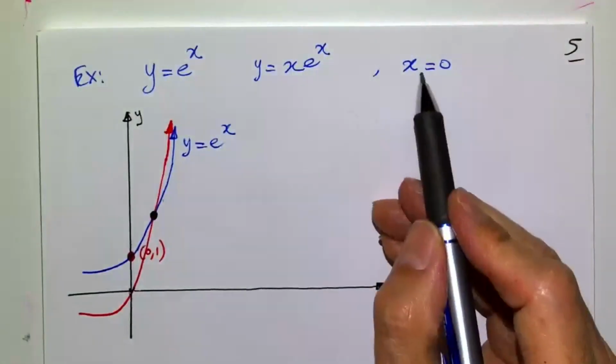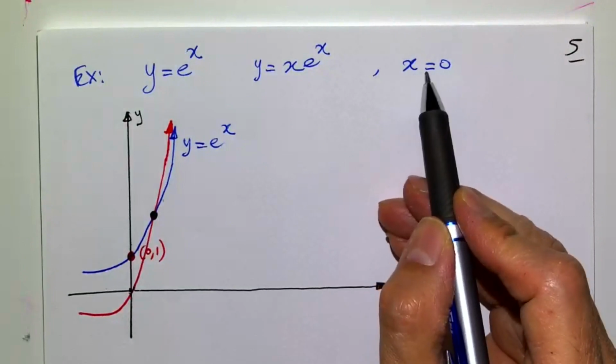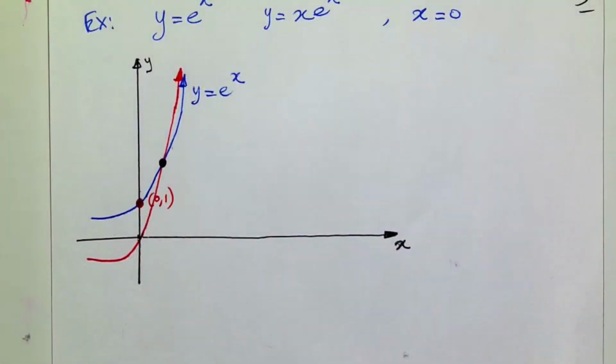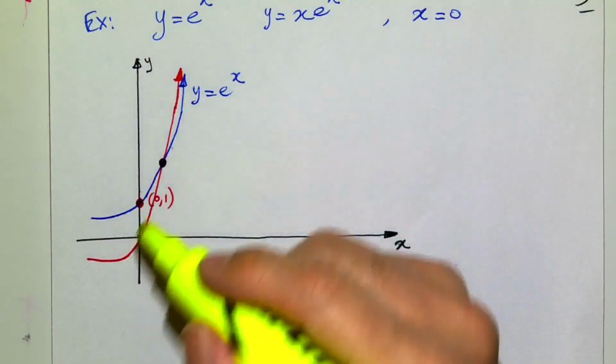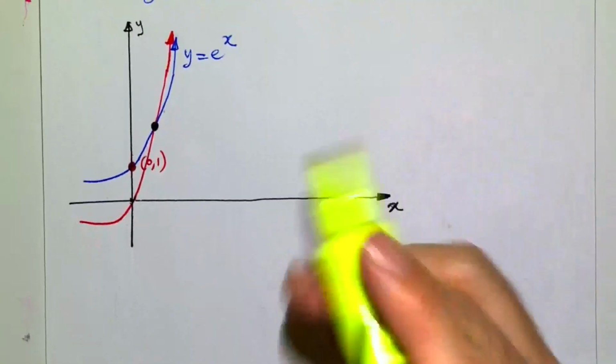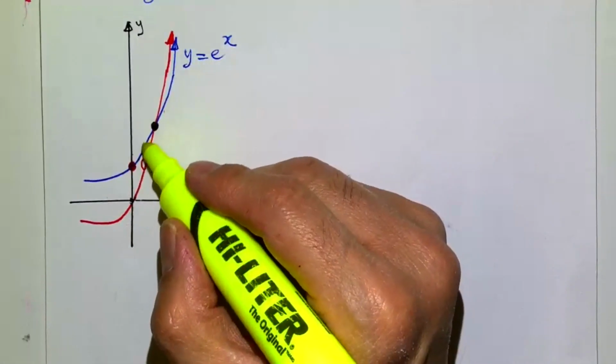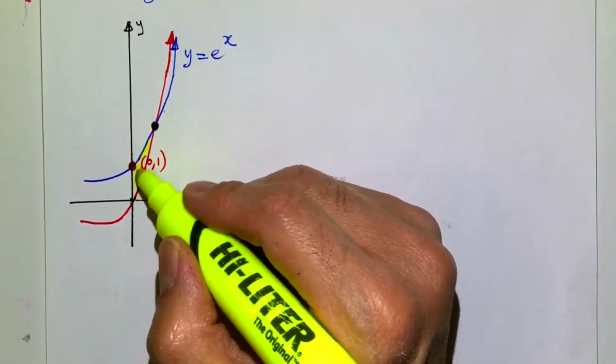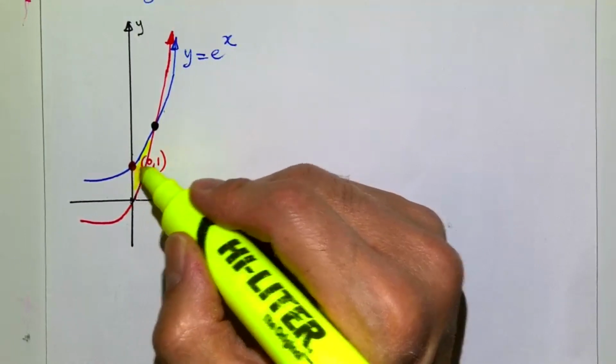We are told that this is just the initial point; we want to start at x equals 0. So if I were to highlight the region for which we want to calculate the area, it would be this region right there, this tiny little region.